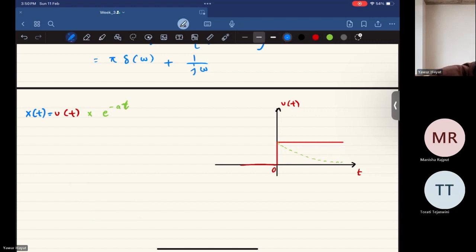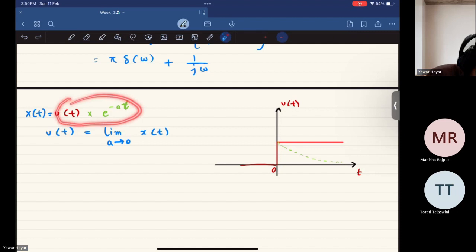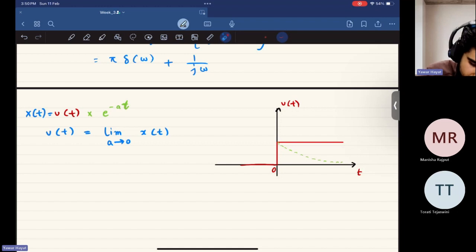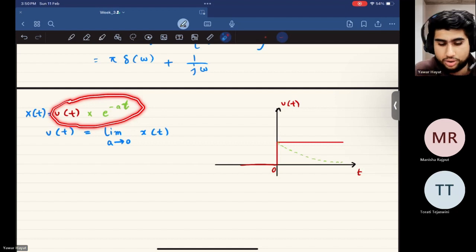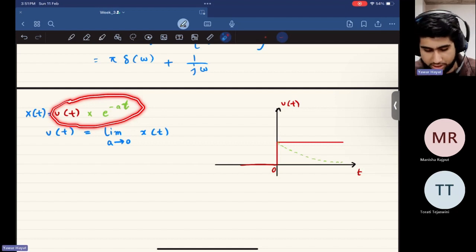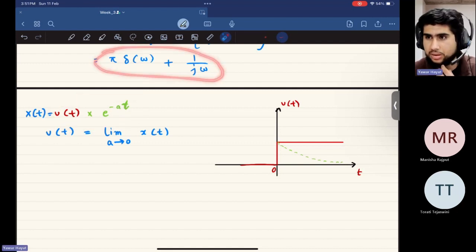Let us write that. So u of t is the limit a tends to zero of x of t, right? And x of t is this. And when a tends to zero, we get u of t back. So we'll proceed with this function instead of u of t, and then we'll obtain the Fourier transform corresponding to this function. Then we would take the limit a tends to zero in that Fourier transform and see if we get back this answer. Okay.